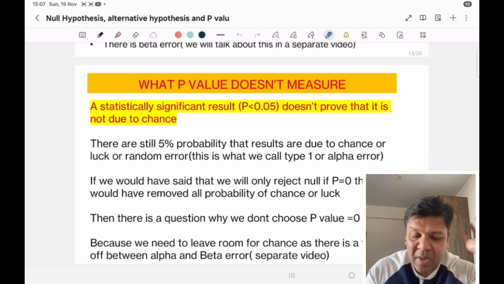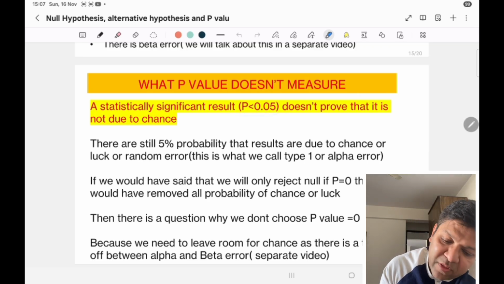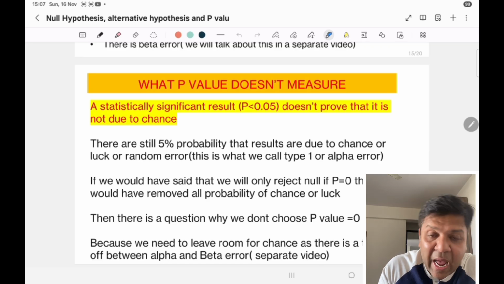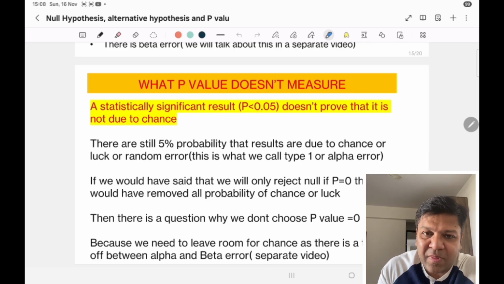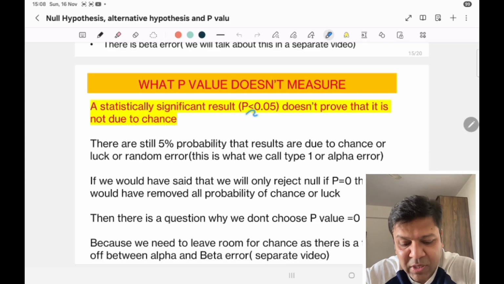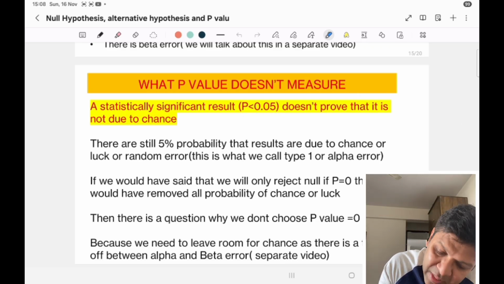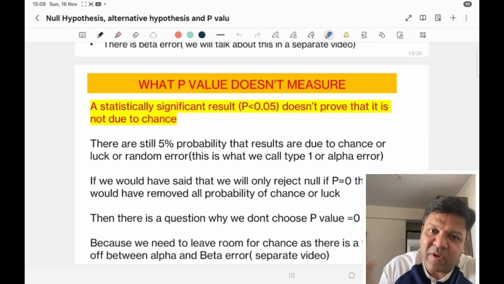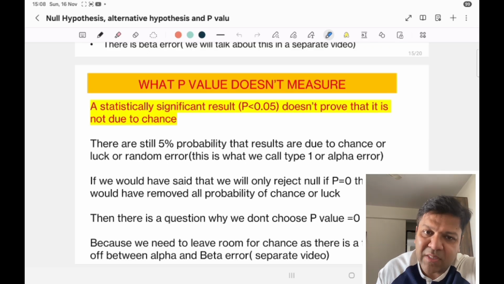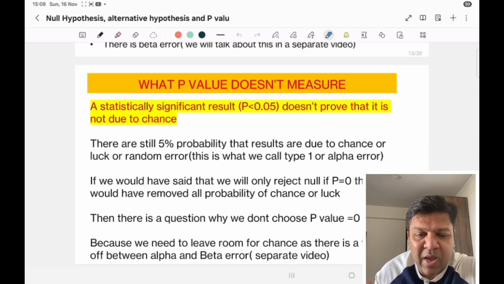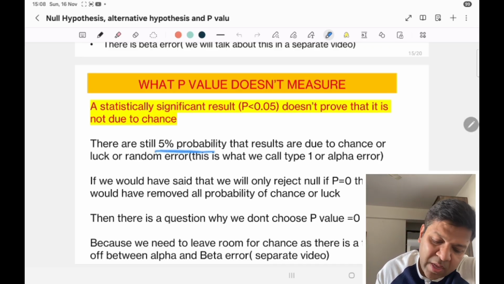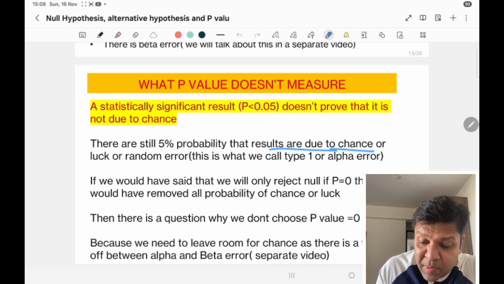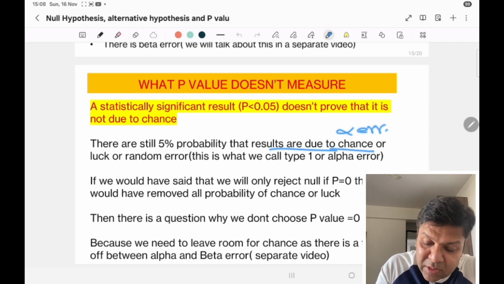But I am saying that I will still allow the room for 5% of chance. P-value measures chance. If I am saying that I will only reject null hypothesis when p-value is 0, then I am not allowing any room for chance. But because I am accepting that, even if p-value is less than 5%, I am okay, I will reject the null hypothesis and I will assume that my study is statistically significant. So there is still a 5% probability that results are due to chance. This is alpha error.